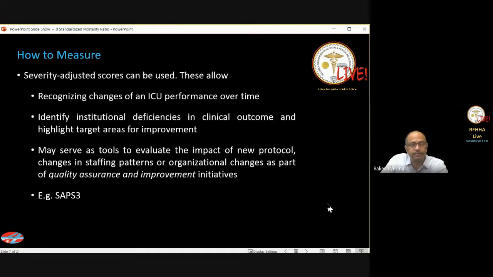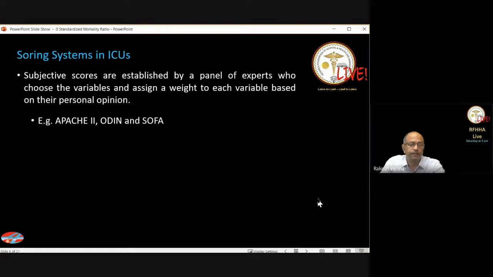And these severity-adjusted scoring systems serve to evaluate the impact of a new protocol or change in the staffing patterns or organizational changes. So severity-adjusted systems can be used when you have first made an assessment using a risk-adjusted scoring system, for example, APACHE 2. And having done that, then you use one of these severity-adjusted ones and see whether the internal changes in the ICU, whether the changes in the protocol or changes in the staffing, are having an impact on the performance of the ICUs.